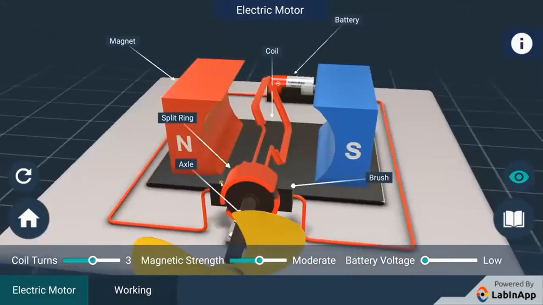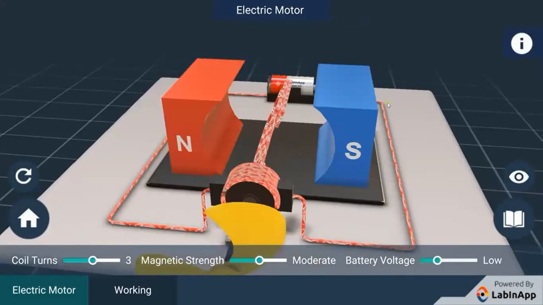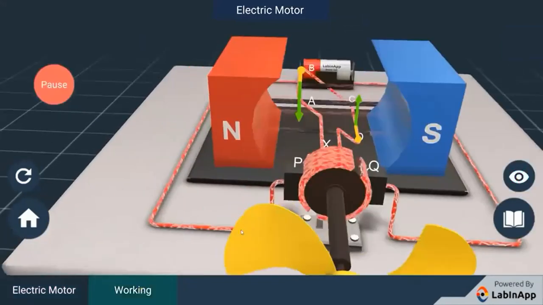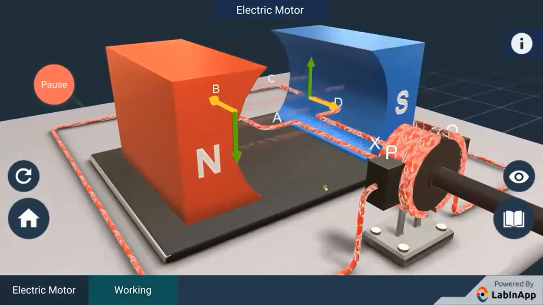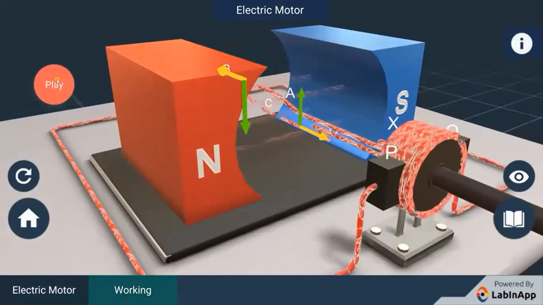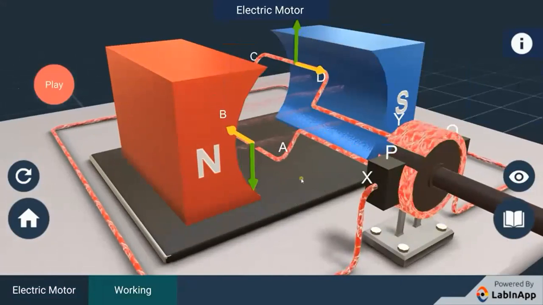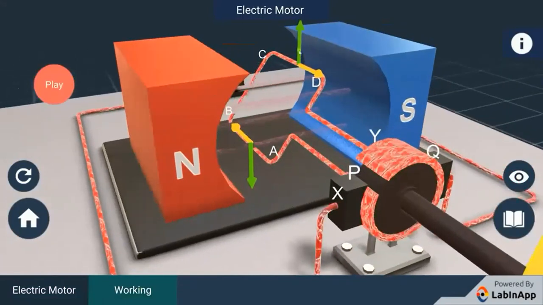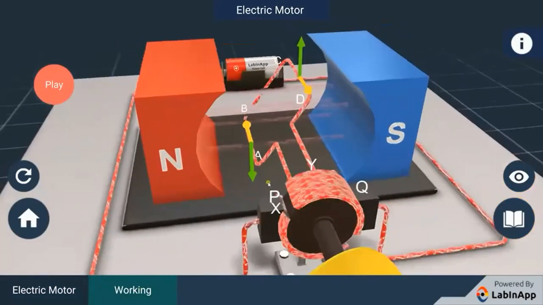Current in the coil enters from the source battery through a conducting brush and flows back to the battery through the other brush. When we apply Fleming's left-hand rule to find the direction of the force on a current-carrying conductor in a magnetic field, we find that the force acting on arm AB pushes it downwards, while the force acting on arm CD pushes it upwards. Thus, the coil mounted free to turn about an axis rotates anti-clockwise.